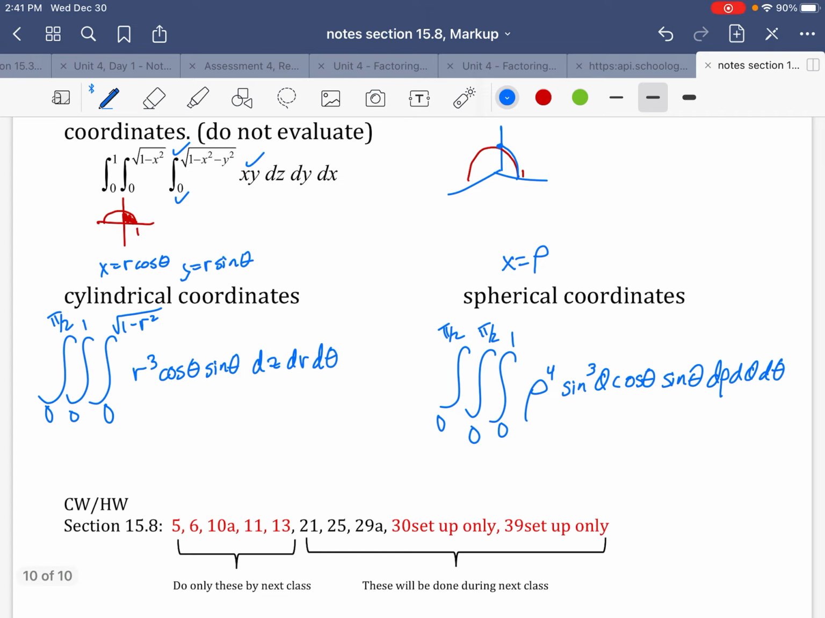So remember, tonight you are only doing these first problems right here. These are just description problems. They're not integrals. And the rest of this you're going to be doing in class next time.